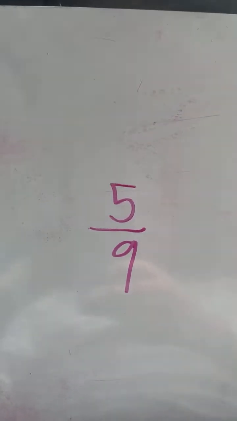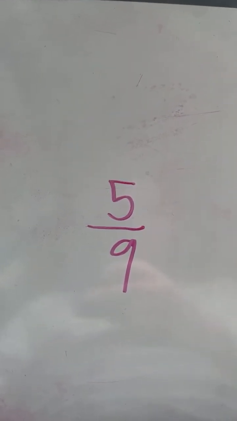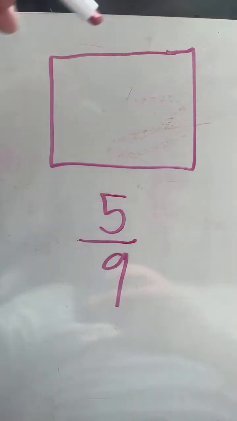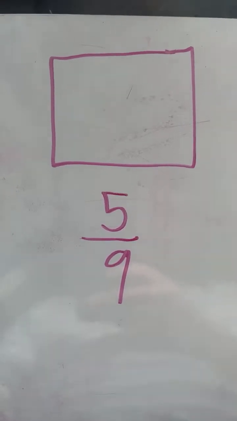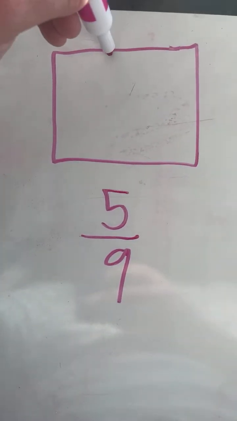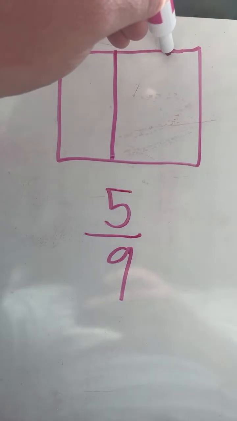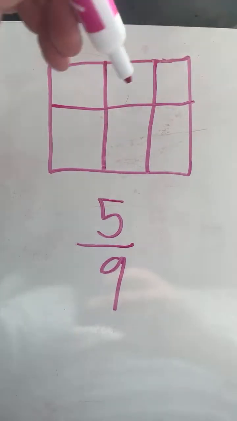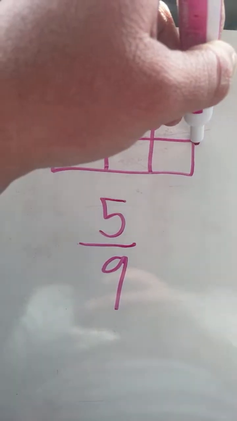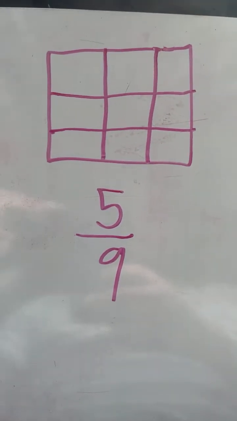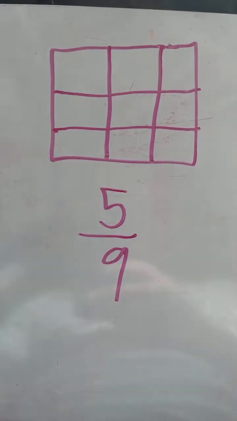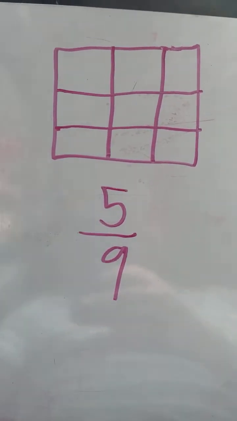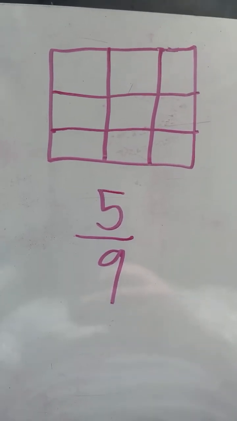5/9. So I need to draw a model representing 5/9. So again, we are looking at 9 total parts. So I'm going to make 9 total parts here. And again, it's not always drawn to scale. I mean, these are roughly equal parts. Fractions are made up into equal parts, but sometimes it's hard to draw squares so they look exactly equal. But imagine these are equal parts.